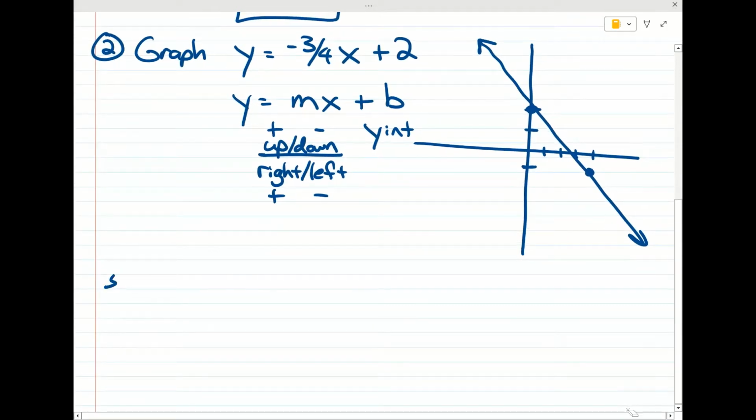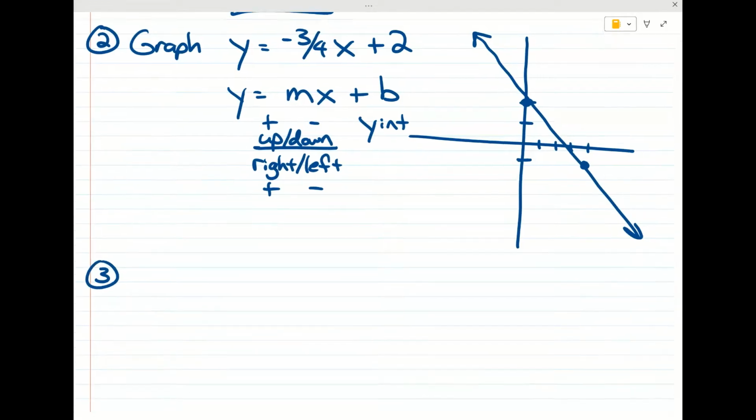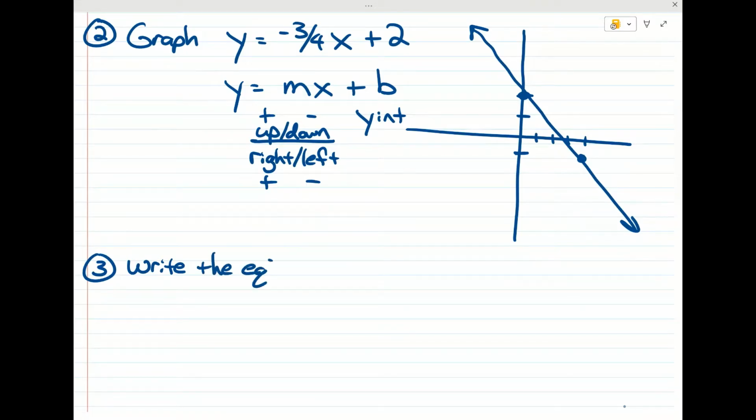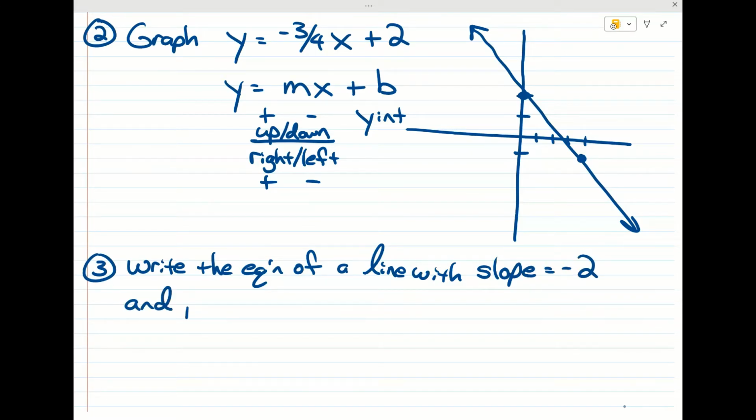For problem number 3, it'll say to write an equation of a line with slope equal to negative 2 and a point that's (negative 3, 5).